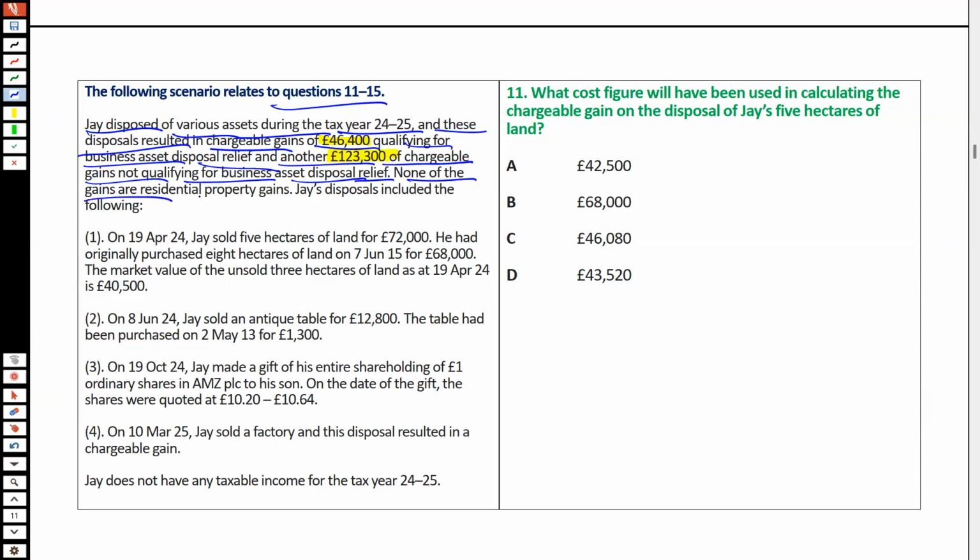None of the gains are residential property gains. So I hope you are clear. There is no point thinking about the residential property element. On 19th April 24, Jay sold 5 hectares of land for 72,000. He had originally purchased 8 hectares of land on 7 June 15 for 68. The market value of the unsold 3 hectares of land as at 19th April 24 is 40,500.